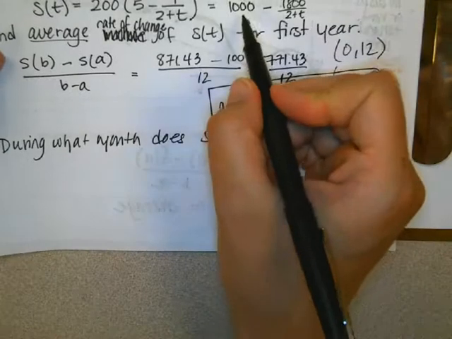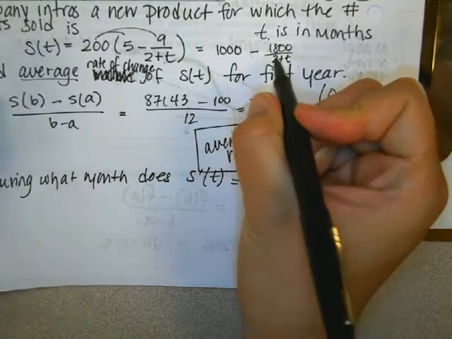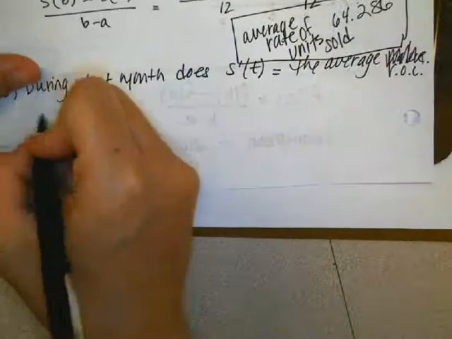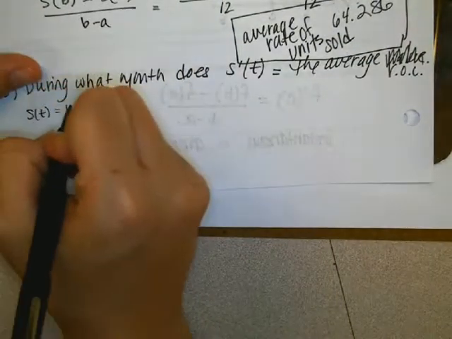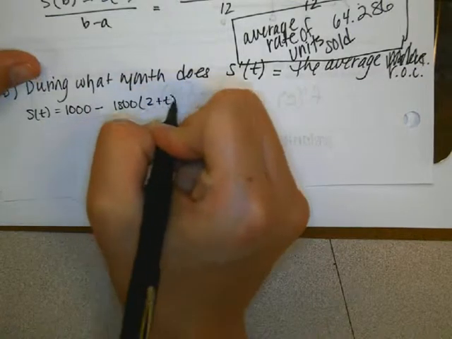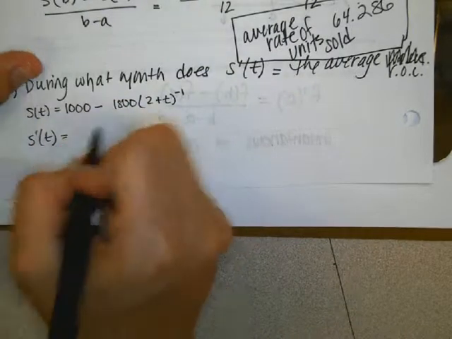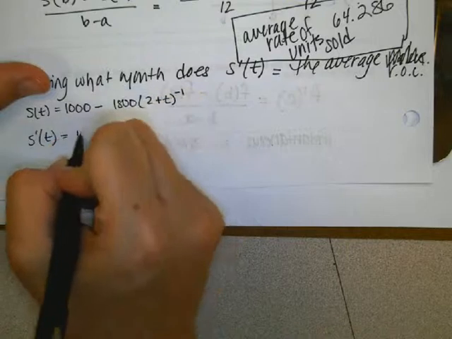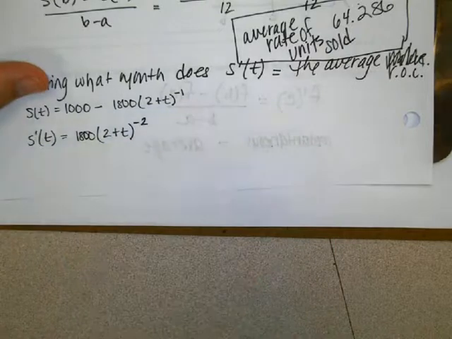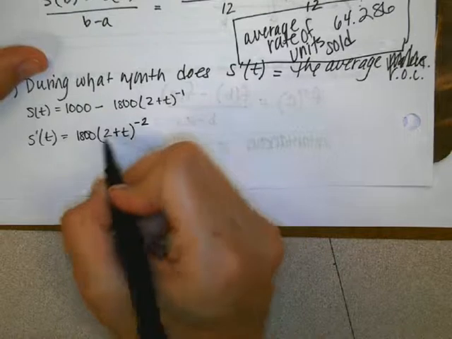The derivative of 1,000 is 0. And then I'm going to have to use the quotient rule here, or I can bring this up to the top, and that might be easier. So my S of t is 1,000 minus 1,800, and I'm going to bring that 2 plus t up. S prime of t then is going to be 0, and pull the negative 1 up front. So I have 1,800 times 2 plus t to the negative 2 times 1, because I'm using the chain rule there.